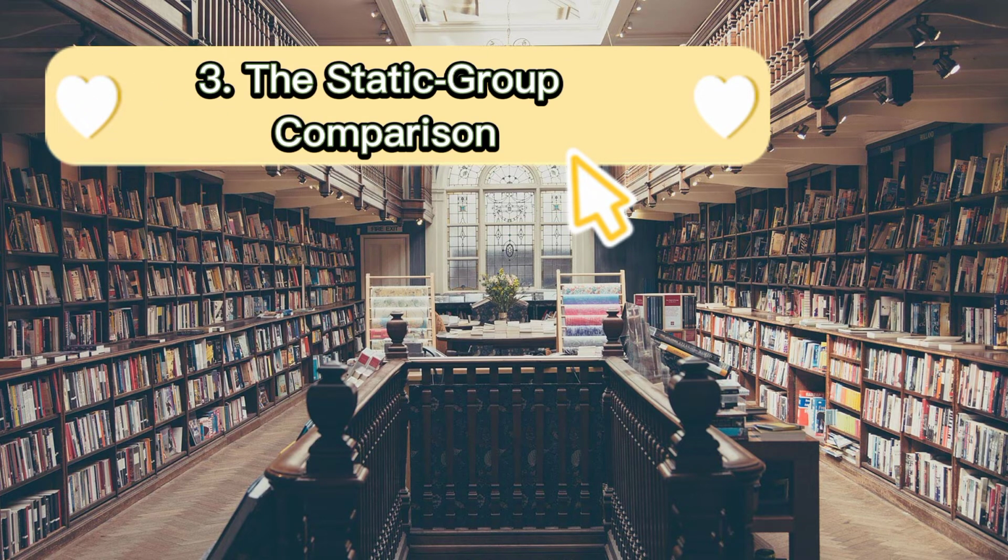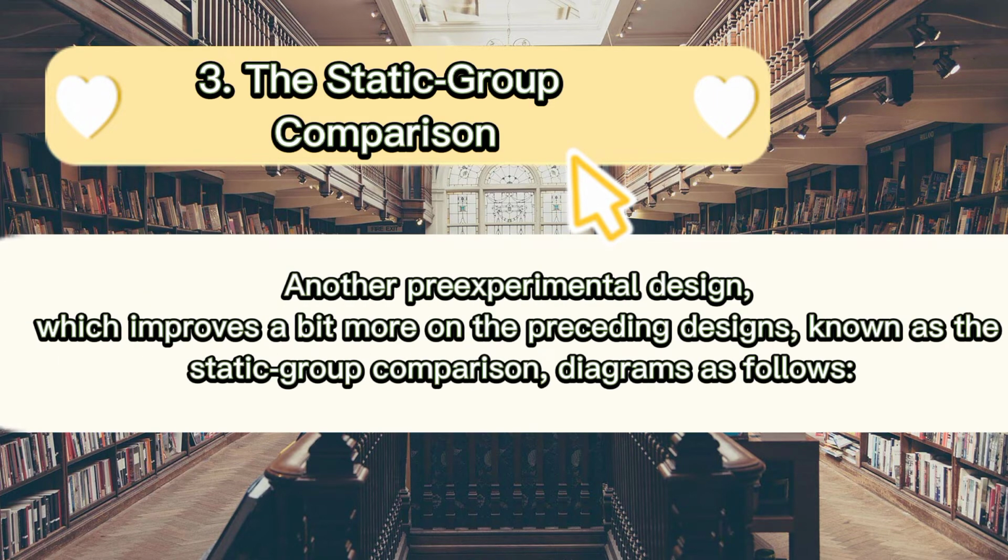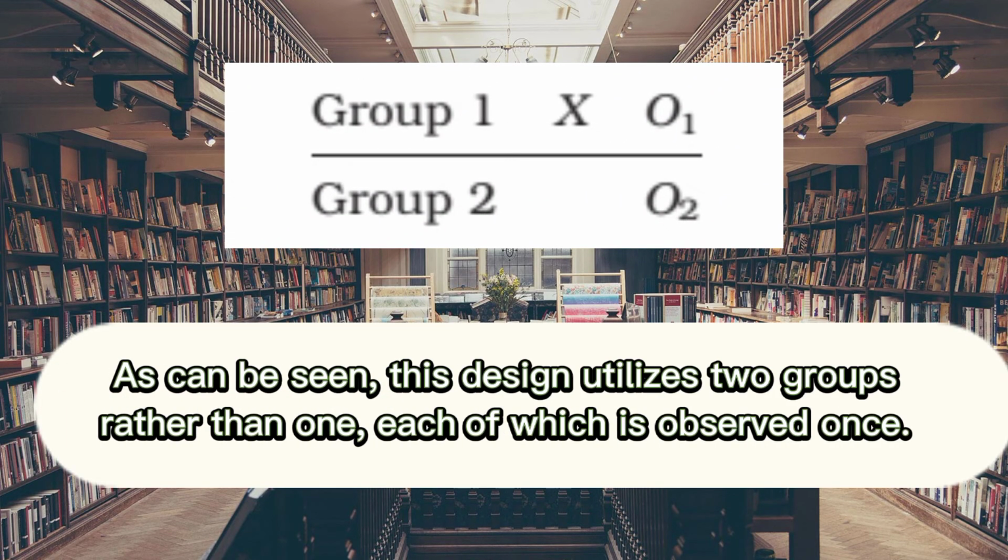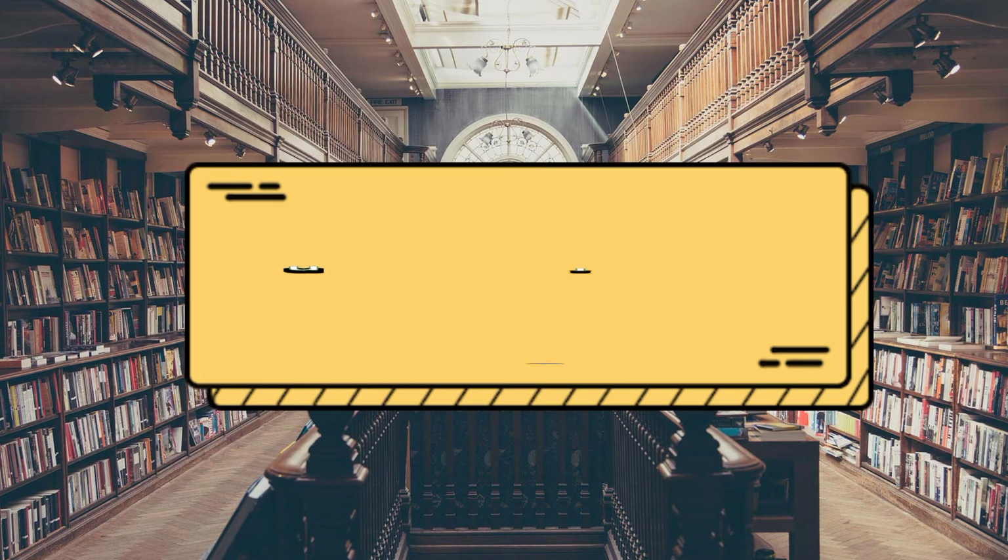3. The static group comparison. Another pre-experimental design, which improves a bit more on the preceding designs, known as the static group comparison, diagrams as follows. As can be seen, this design utilizes two groups rather than one, each of which is observed once.